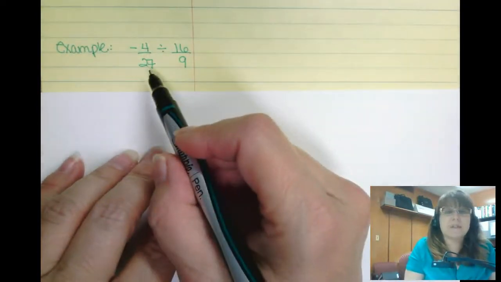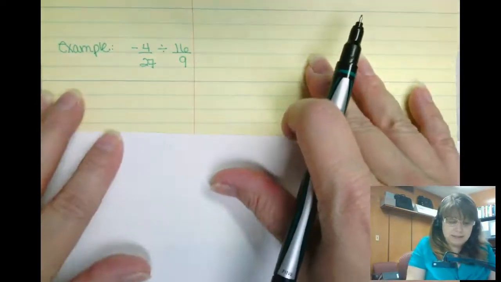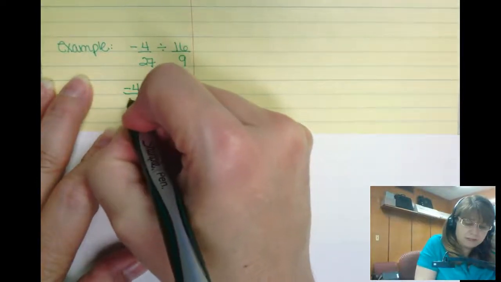-4 over 27 divided by 16/9. So again, just going to rewrite the problem so I have some space to work with.